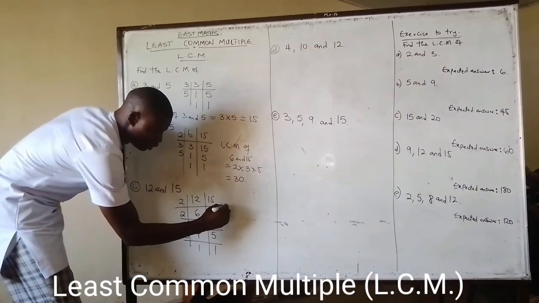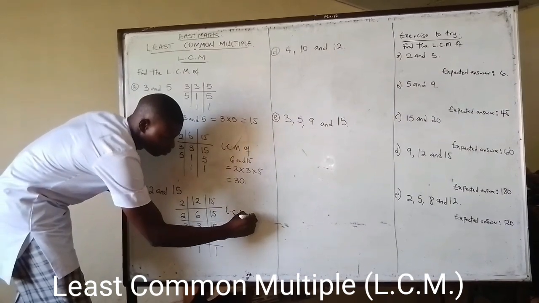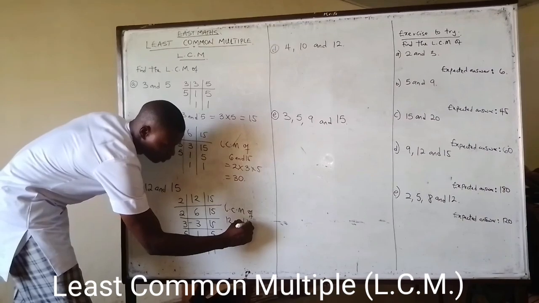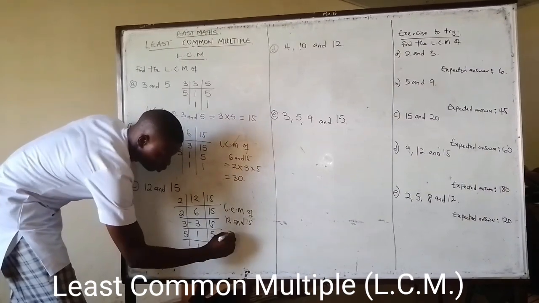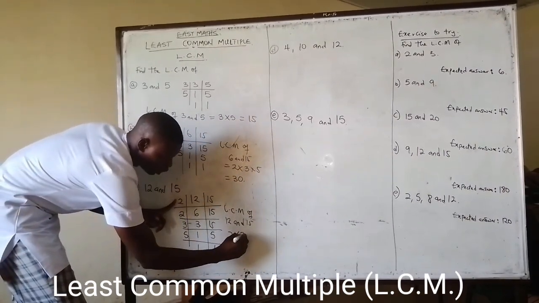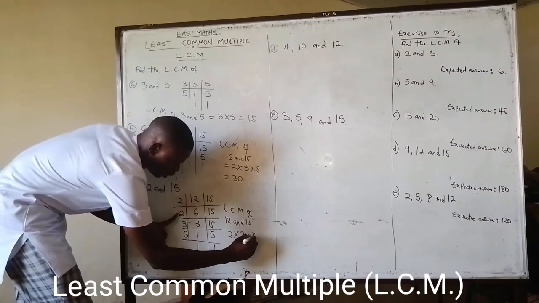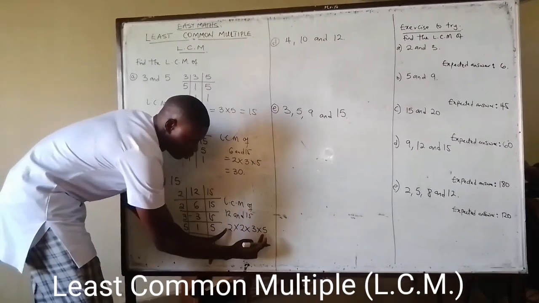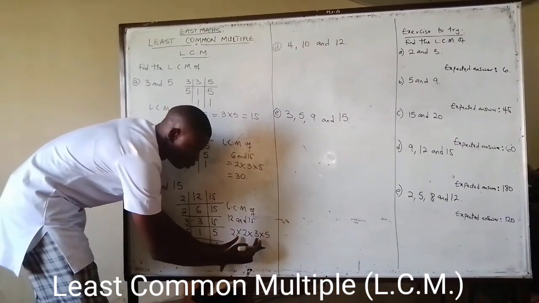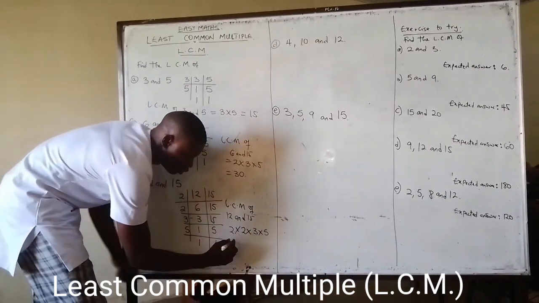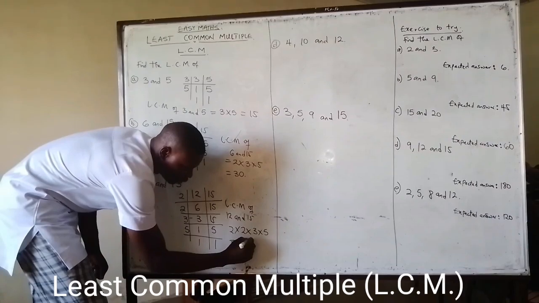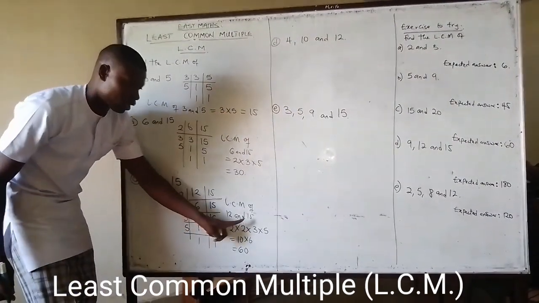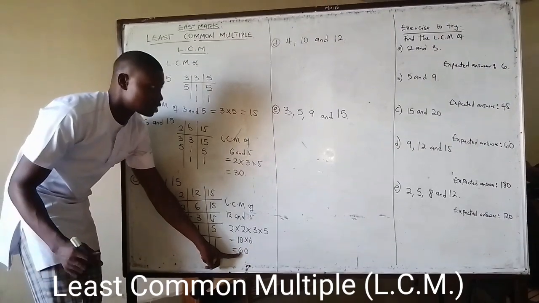At the end of the day, the LCM of 12 and 15 will be equal to 2 times 2 times 3 times 5. We already know that 2 times 5 will give us 10. 2 times 3 will give us 6. So at the end of the day, we say 10 times 6 will be 60. So the LCM of 12 and 15 will give us 60.